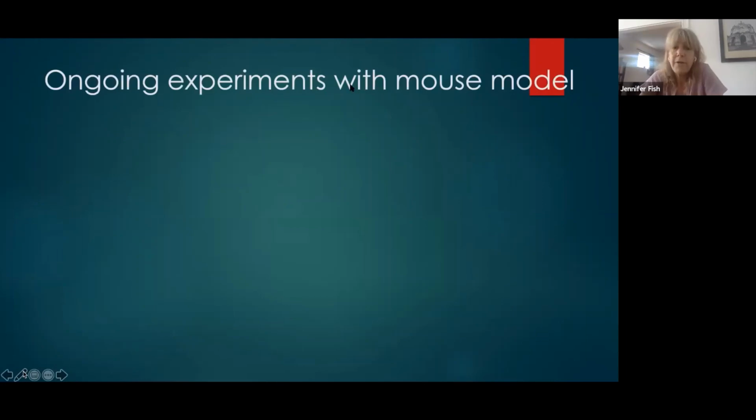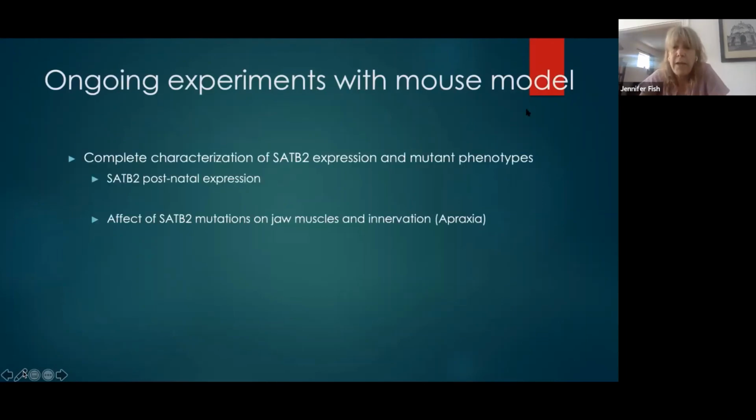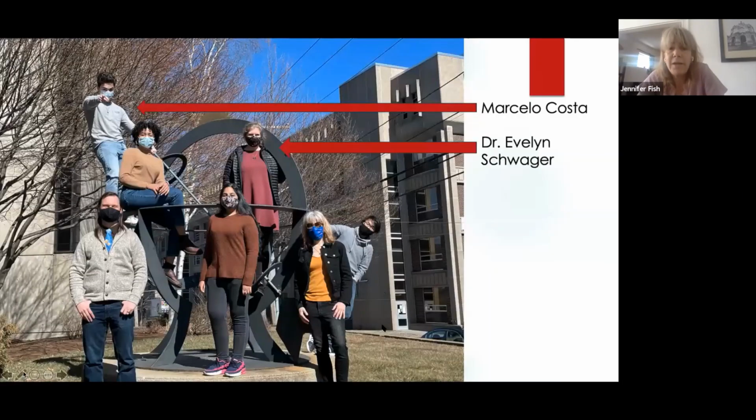And then finally, we're also currently working with the mouse model, and we are trying to make a complete characterization of SATB2 expression in all mutant phenotypes in this mouse. So that includes the postnatal expression, particularly in different aspects of the brain, and other things that might be contributing to metabolic disorders, as well as how these SATB2 mutations might be affecting structures such as the jaw muscles and innervation that might be contributing to some of the other phenotypes that haven't been as fully described as the bone and brain phenotypes.